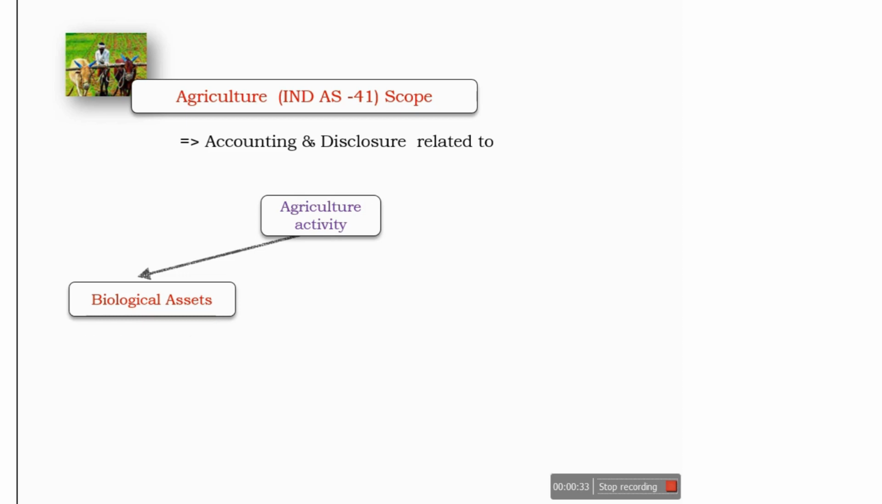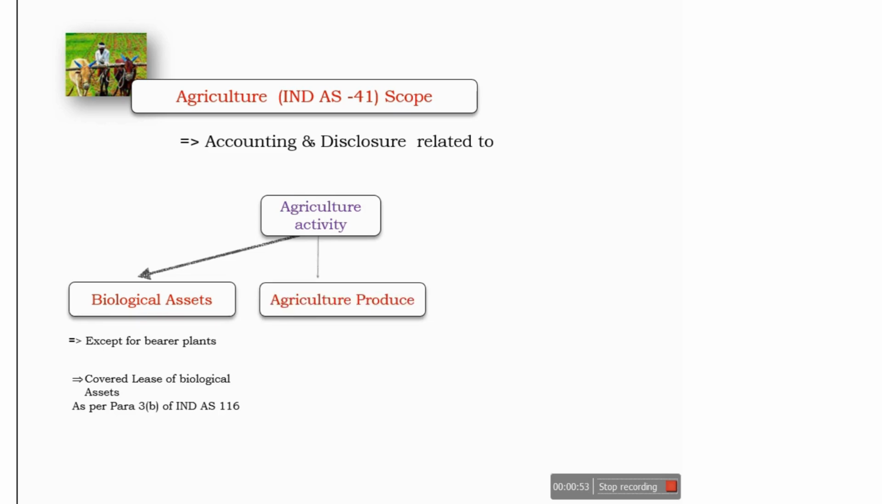But this does not apply to the bearer plants. And this IND AS will be applied on the lease of biological assets, that is explained in IND AS 116. Apart from it, this standard applies to agriculture produce, which is the harvested produce of the entity's biological asset at the point of harvest. This does not deal with processing of agriculture produce after the harvest.